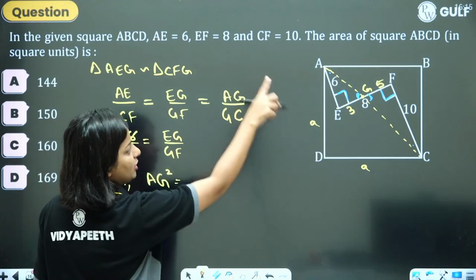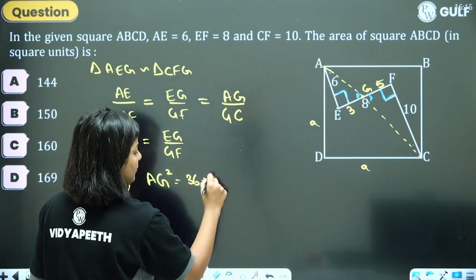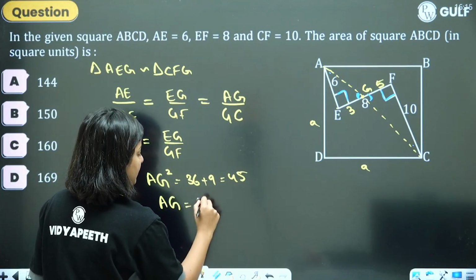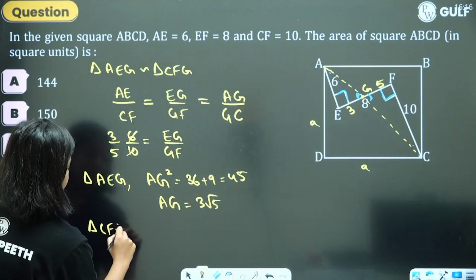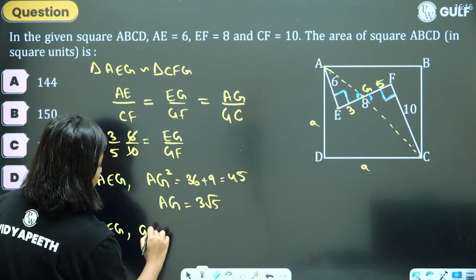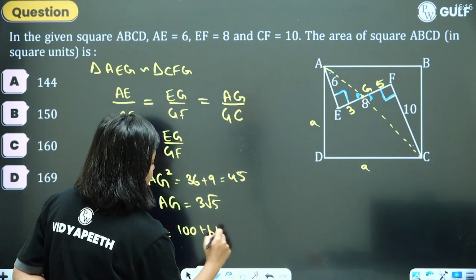AG square will be equal to 6 square plus EG square. 6 square 36 plus 3 square 9, that's 45. AG will be equal to root of 45, 9 5s is 3 root 5. And in another triangle, which is CFG, GFC, whatever you like to call it, by Pythagoras theorem, GC square will be equal to 10 square 100, 8 square 64, 164.